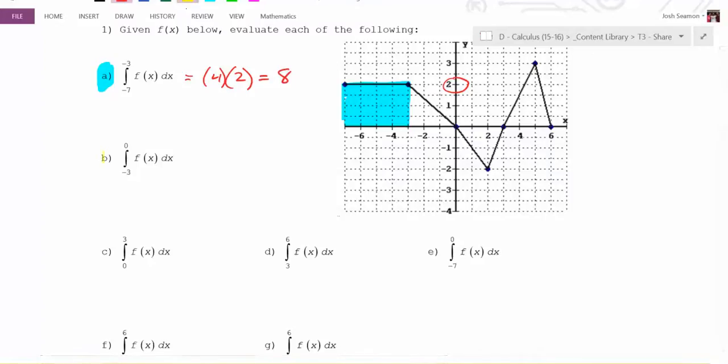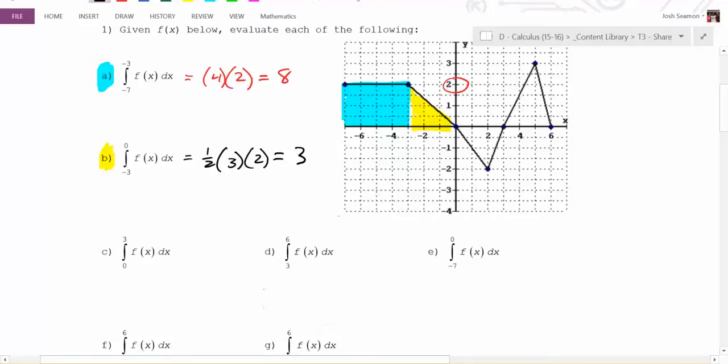So now knowing that, what about b here? 0 to 3, that's going to be this area right here. What's the area of a triangle? What's that formula? Yeah, and what's the base of this one? 3, and what's the height? 2. So what's the area of this one going to be? 3.